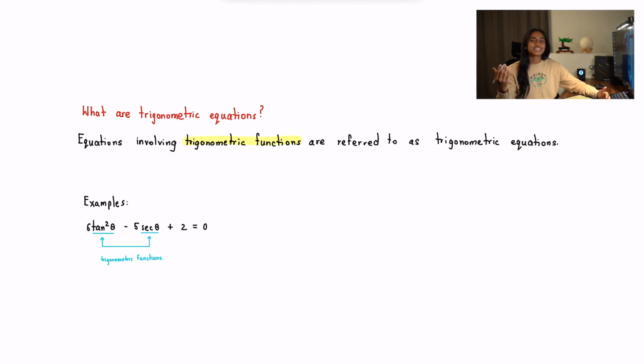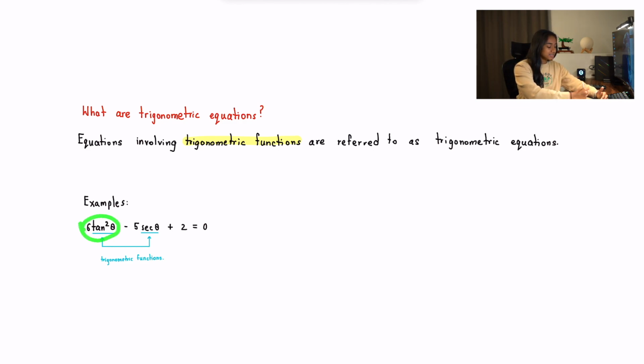What exactly is a trigonometric equation? We are all familiar with trigonometric functions, some examples being sine theta, cos theta, and tan theta. Now if we involve any trigonometric function in an equation, this equation will be referred to as a trigonometric equation. So we can take a look at this example.